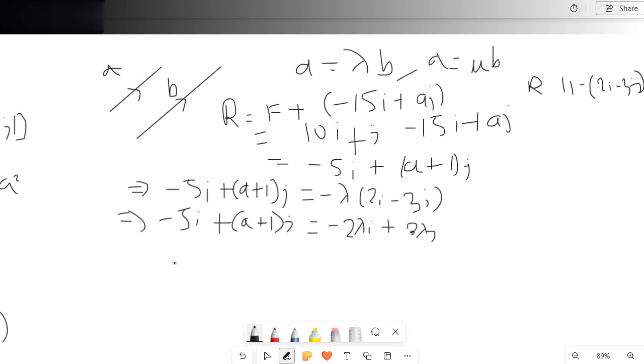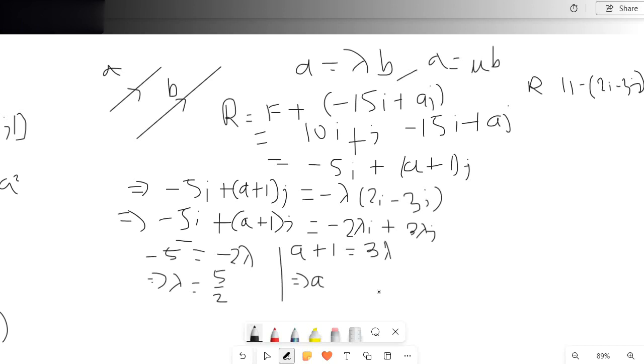So equating the I components, we get that minus 5 is equal to minus 2 lambda. So lambda is equal to 5 by 2. On the right hand side, we can say that A plus 1 is equal to 3 lambda. So therefore A is equal to 3 lambda minus 1. And because lambda is 5 by 2, we say 3 into 5 by 2 minus 1, which is 15 by 2 minus 1, or 13 by 2, which is equal to 6.5. And this is our answer.